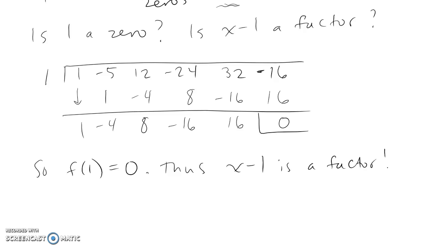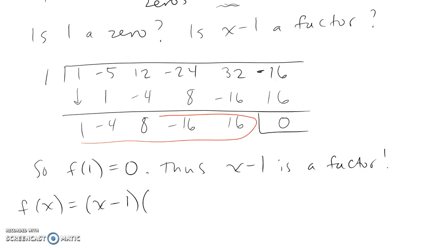Yay! Okay, so watch what I can do. You know that if you factor polynomials, you're going to write them as multiplication. So I know one of the things that I'm going to multiply together to get f of x. Watch what the other one is. When we do this process of synthetic division, it gives us more than just the information that 1 is a zero or that x minus 1 is a factor.